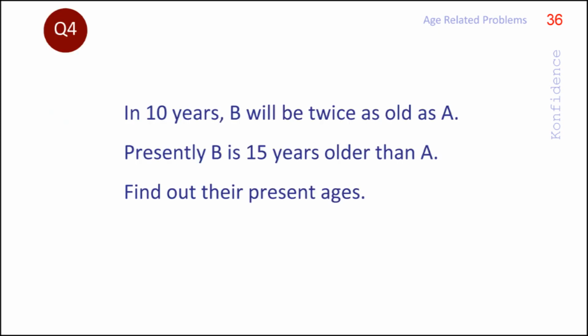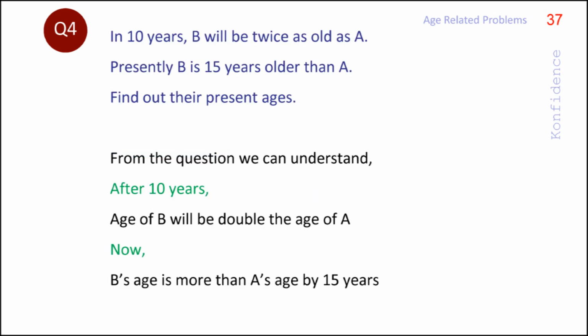Let's look at the question Q4 given in the slide. In 10 years, B will be twice as old as A. Presently, B is 15 years older than A. What do you understand? After 10 years, the age of B will be double the age of A at that time. And now, B's age is more than A's age by 15 years. Based on these data, we are asked to find the present ages of A and B.